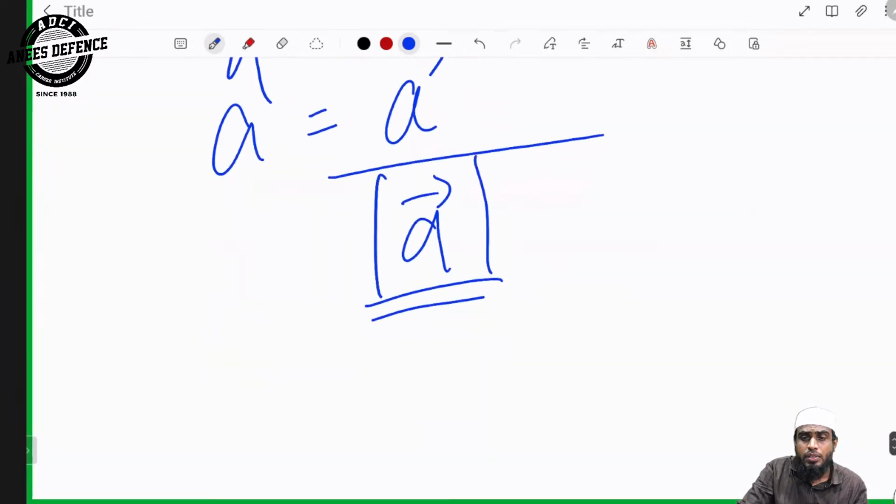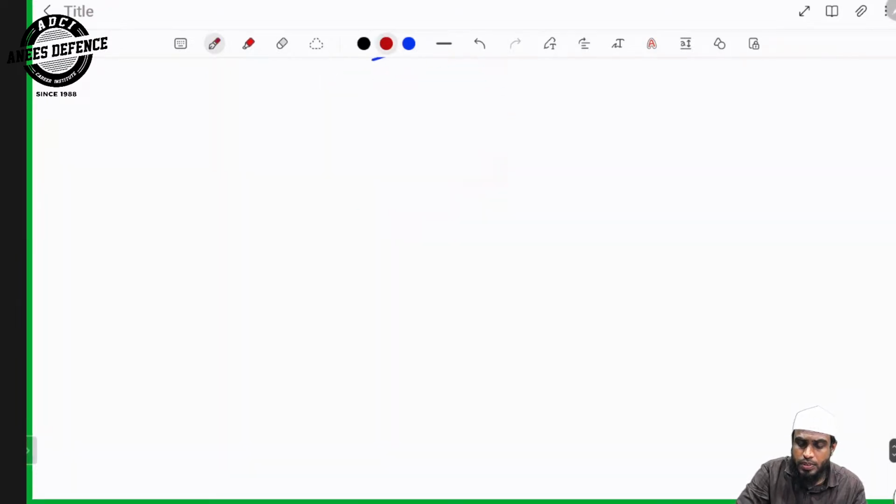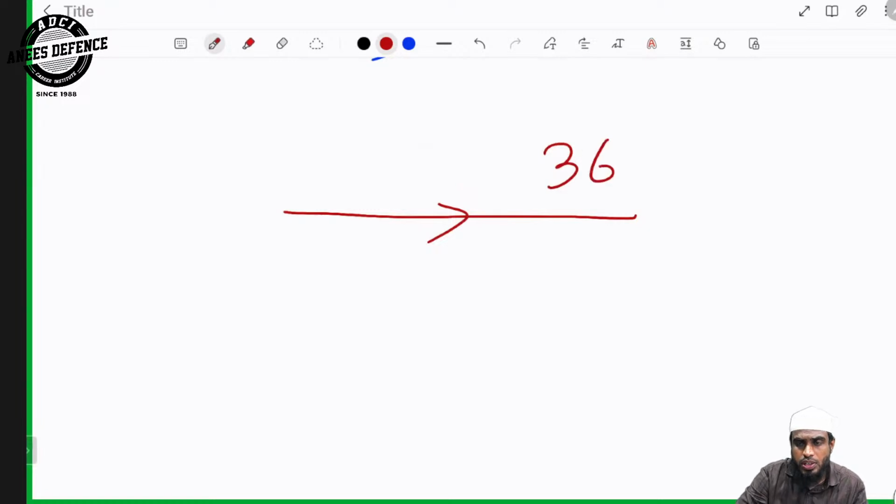But we should not think that a unit vector is always small. It can be smaller than the original vector or it can be bigger than the original vector. I will tell you the example. If a vector is with length 36, in order to get a unit vector, you have to divide that vector so that you will get a unit vector with unity magnitude.